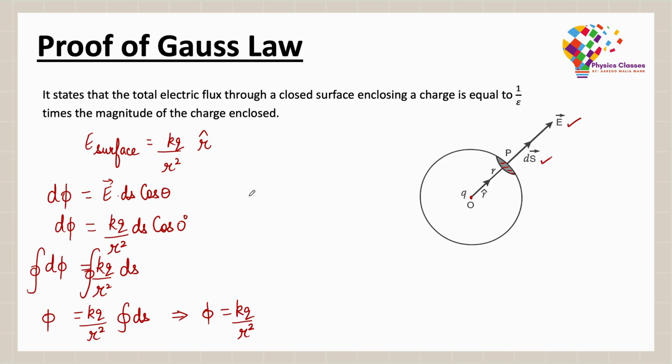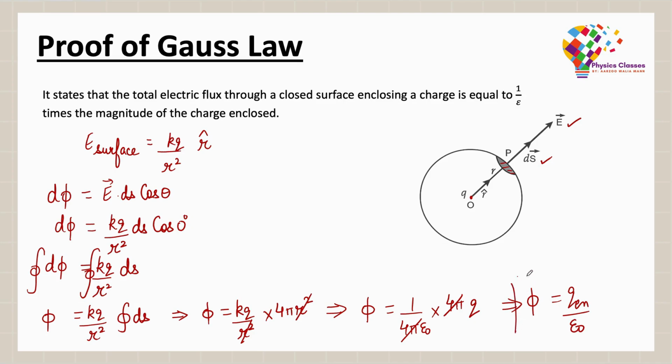So this is kq into 4 pi r square. From here, r square and r square get cancelled and I further get my flux as, now I'm opening the k, so I'll write k as 1 by 4 pi epsilon naught times 4 pi, and there is a q from the numerator. So 4 pi and 4 pi get cancelled. From here you can see that your flux comes out to be the charge, that is q enclosed by epsilon naught, and this is exactly what Gauss told us.